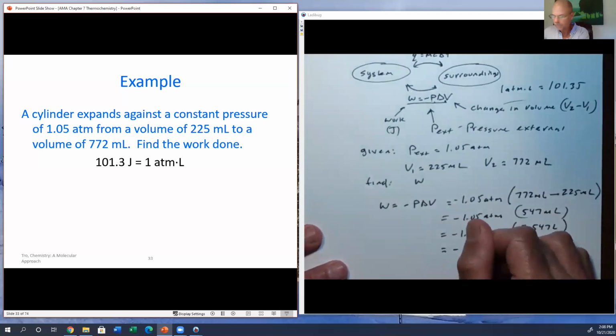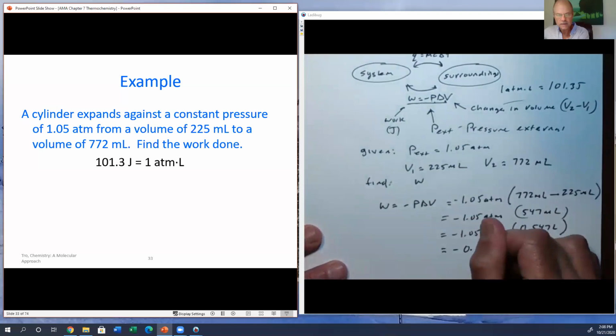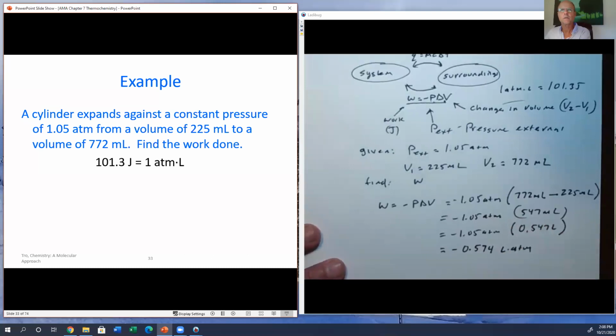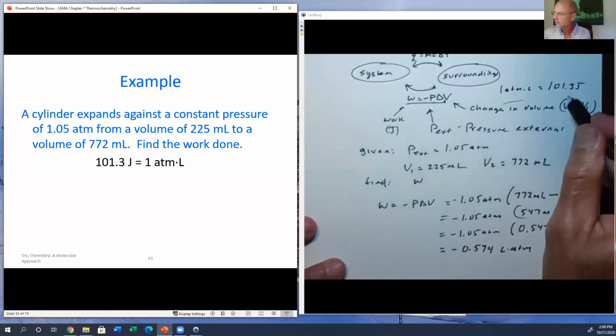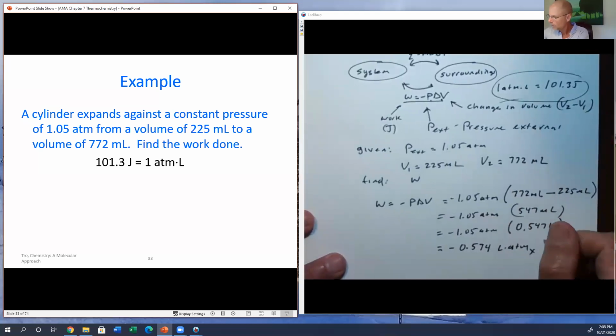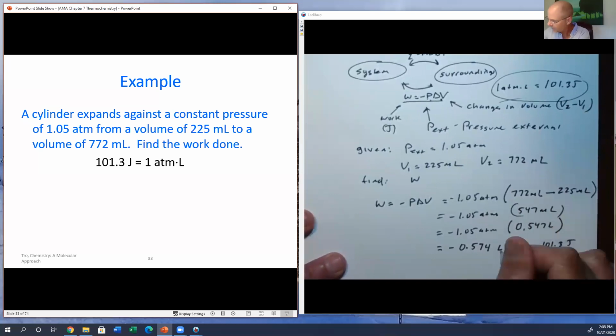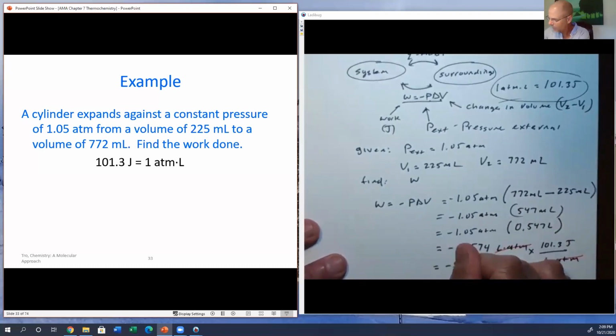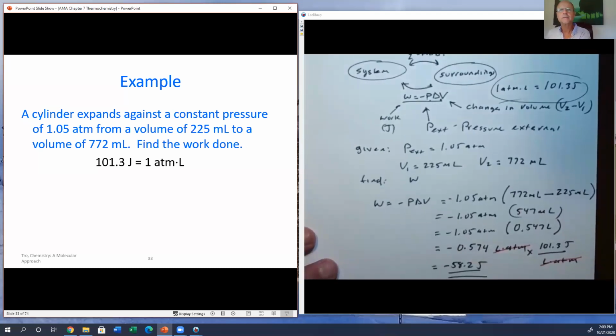negative 0.574 liter atmospheres. All right, and then now we just have to convert from liter atmospheres to joules, times 101.3 joules per liter atmosphere, right? And then this cancels with that, and we get negative 58.2 joules. Does that make sense?